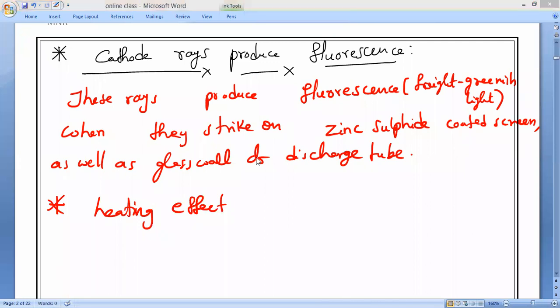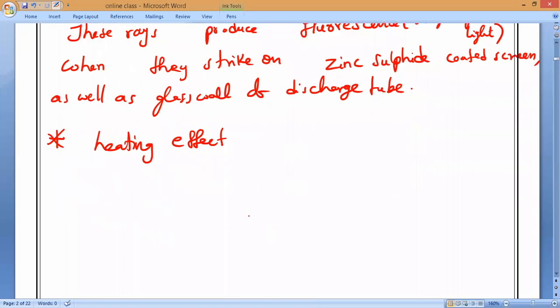They will possess kinetic energy. This kinetic energy is transferred into heat energy when they strike the walls or any kind of object, so it will cause an increase in the temperature. So that is what we can say: cathode rays cause a heating effect because of their kinetic energy. That is what you have to remember.